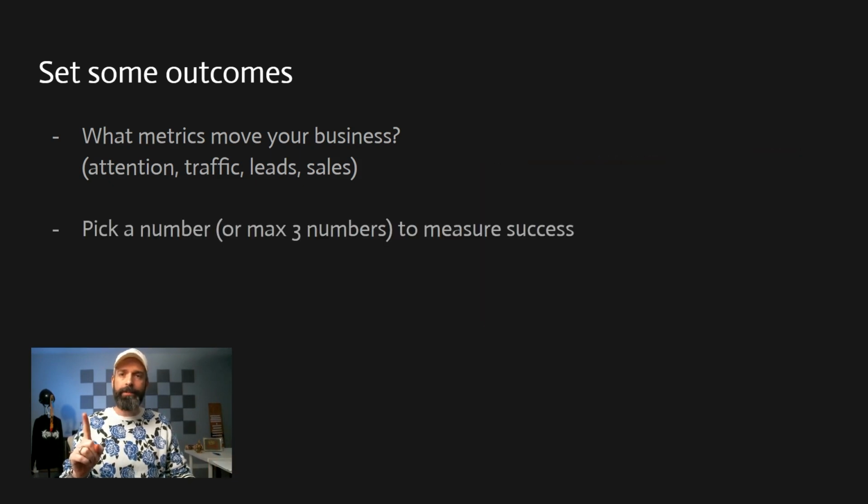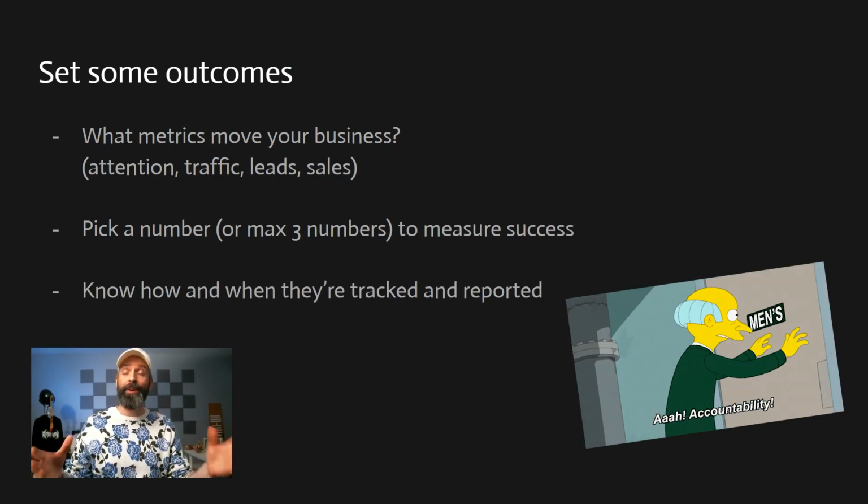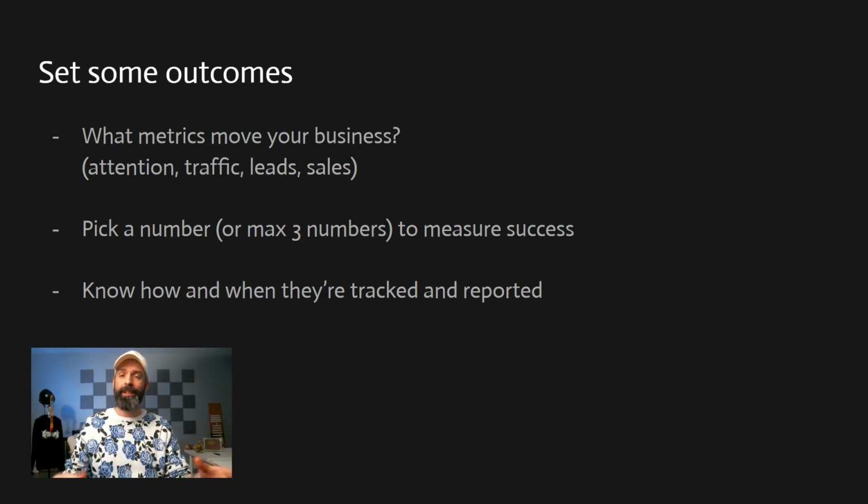Pick one number, or max 3 if you can't decide, to measure the success of your marketing campaigns. This is what your team is going to be held accountable to. Lastly, know how and when those numbers are going to be reported. If you don't have the systems in place to track and know what's been going on with your marketing campaigns, then rewind and do that first.